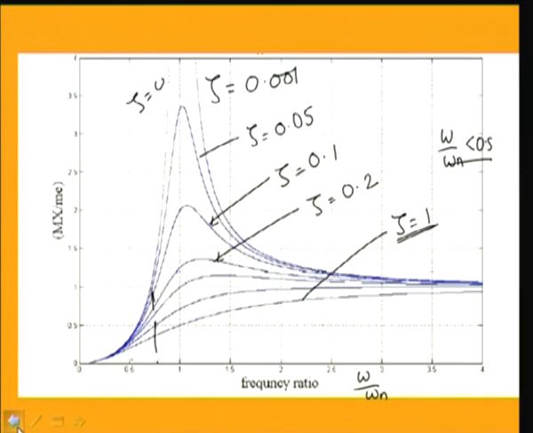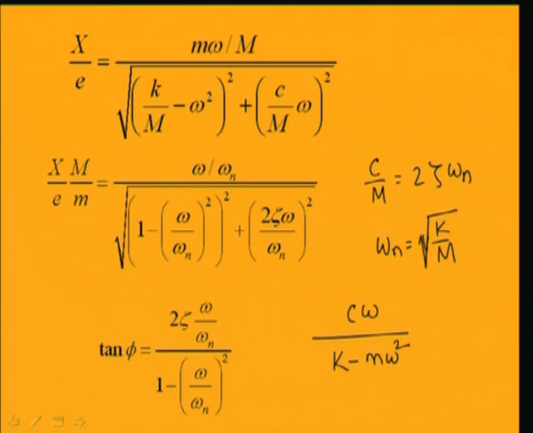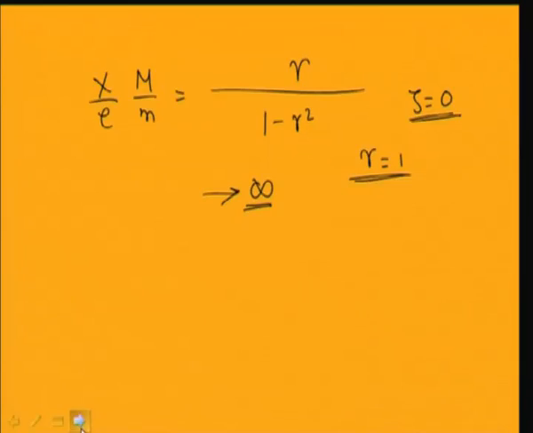And in this case, you can find for all the cases this value tends to 1. So using this equation, you can find the response of the system when a rotating unbalance of mass m with an eccentricity e is present in the system. Also you can observe from the phase plot. Let us see the phase plot.